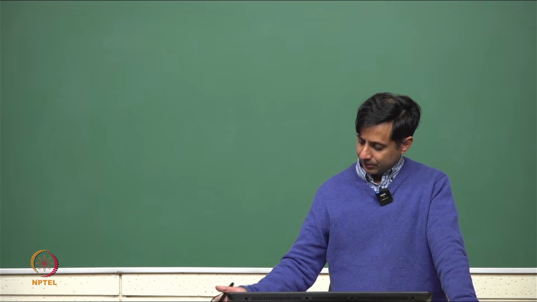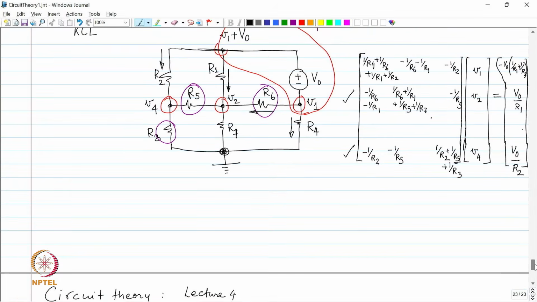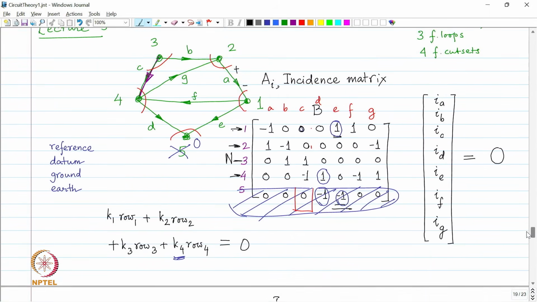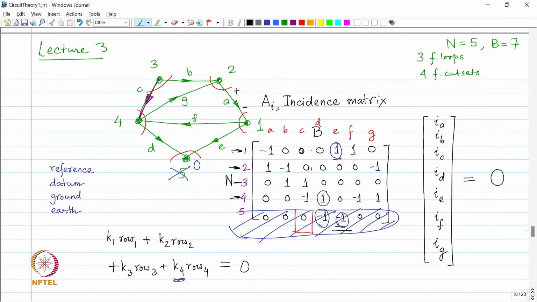And then from this, what we did was, from the fundamental cut set method in the previous lecture, we built up the incidence matrix first. We found that the incidence matrix was linearly dependent. Then we assigned a node to ground or datum, and then we found that the reduced incidence matrix was linearly independent. Good.